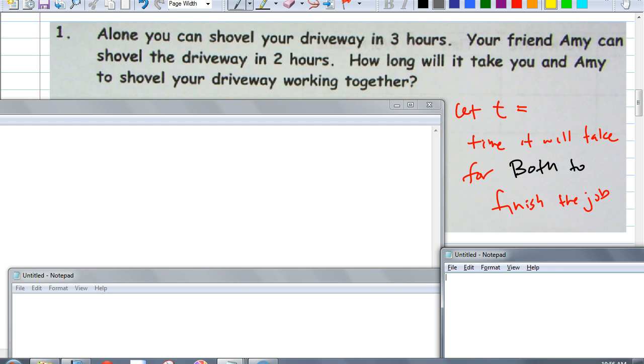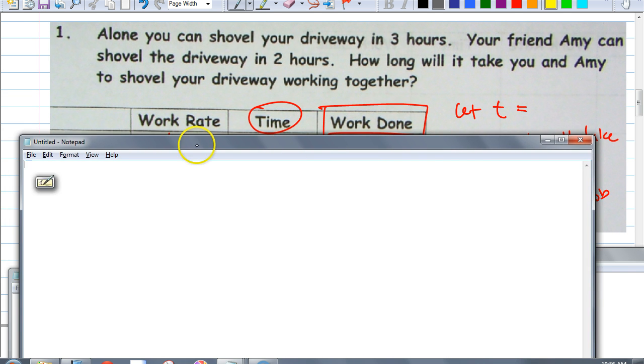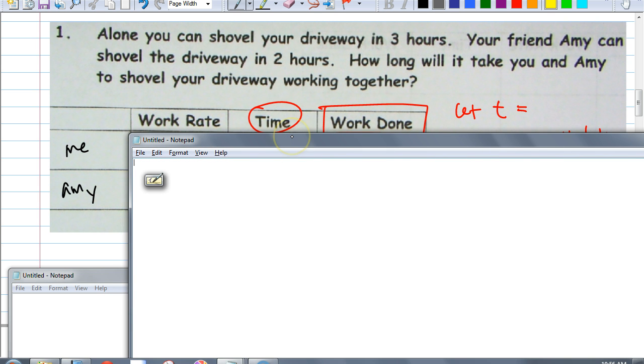Okay, now, by the way, you see this box. There are 2 people working, me and Amy. Who could tell me what I put down for the work rate here? What's my work rate?